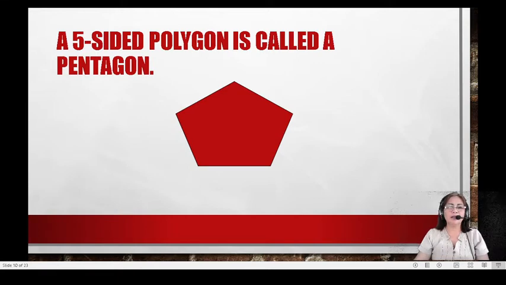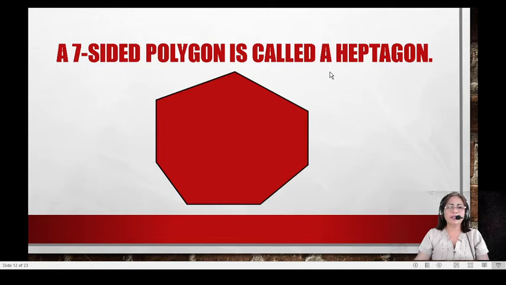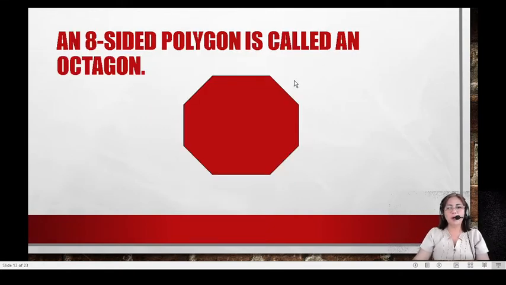A five-sided polygon is called a pentagon. Let's count. 1, 2, 3, 4, 5. It's a pentagon. A six-sided polygon is called a hexagon. Let's count. 1, 2, 3, 4, 5, 6. It's a hexagon. And a seven-sided polygon is called a heptagon. 1, 2, 3, 4, 5, 6, 7. It's a heptagon. An eight-sided polygon is called an octagon. Octa, 8. 1, 2, 3, 4, 5, 6, 7, 8.